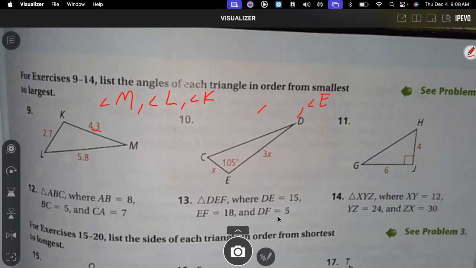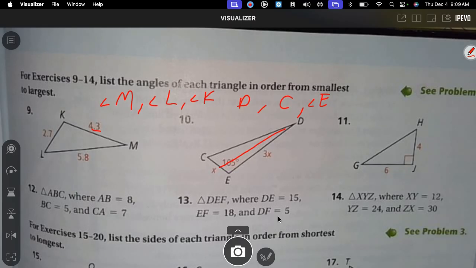I have to find which one's smaller, C or D. Yeah, X is smaller than 3X. Isn't 1X smaller than 3 of them? Yeah. So my smallest one is D. Then C, then E. That one was kind of confusing because they didn't really give me many numbers.